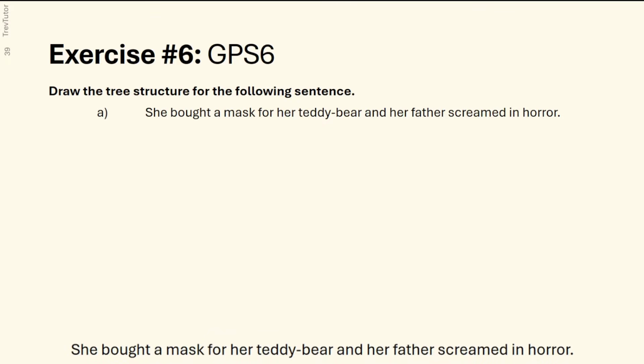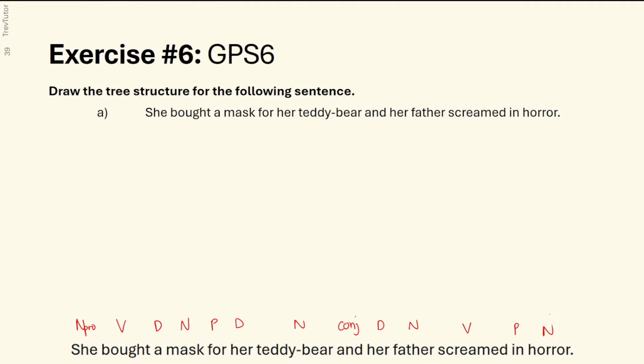So first I'll start by labeling all the categories. So "she" is a noun, which is a pronoun. "Bought," which is a verb. "A mask," determiner, a noun. "For her teddy bear," so "for" is a preposition. "Her" is a determiner. "Teddy bear" is a noun. And, so that's a conjunction. "Her father," which is a determiner and noun, "screams" is a verb, "in" is a preposition, and "horror" would be a noun because it's following a preposition.